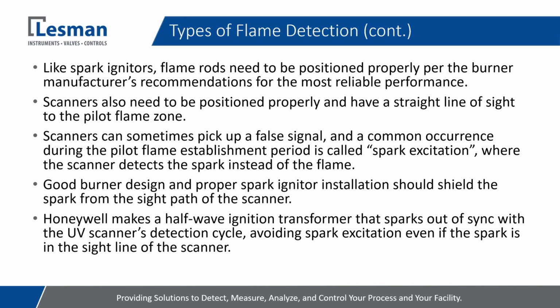Honeywell does make a half-wave ignition transformer, so if you do have a Honeywell flame safeguard and on occasion you get the spark excitation, you may want to consider the use of their half-wave ignition transformer. It will spark on the opposite side of the sine wave that the UV scanner is trying to detect flame. So they're out of phase with each other. So you could, in theory, have that spark right in front of the scanner, but it's not detecting the presence of the spark.